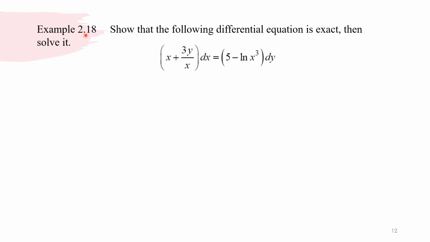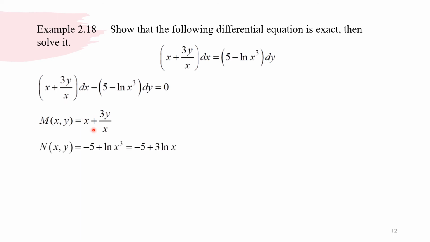Example 218, show that the following differential equation is exact, then solve it. So this is the given equation. Now we want to show whether this is exact or not. The first step is to shift this term to the left side to get the following form. And then we identify the function M and the function N. So M is x plus 3y over x, and N is negative 5 plus ln x cubed. But ln x cubed by the law of logarithm is the same as 3 ln x.